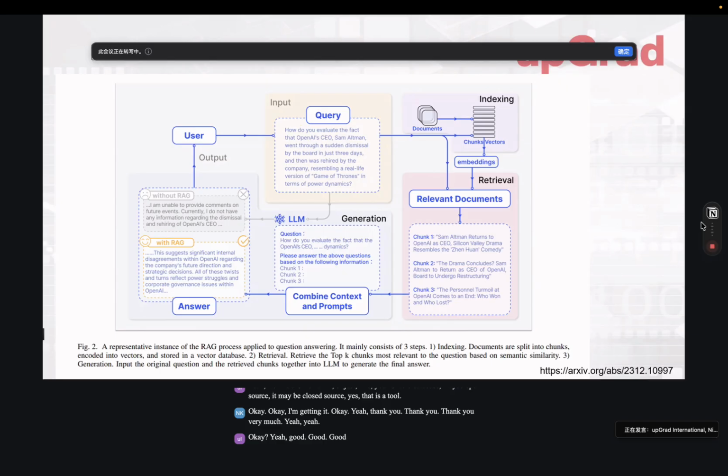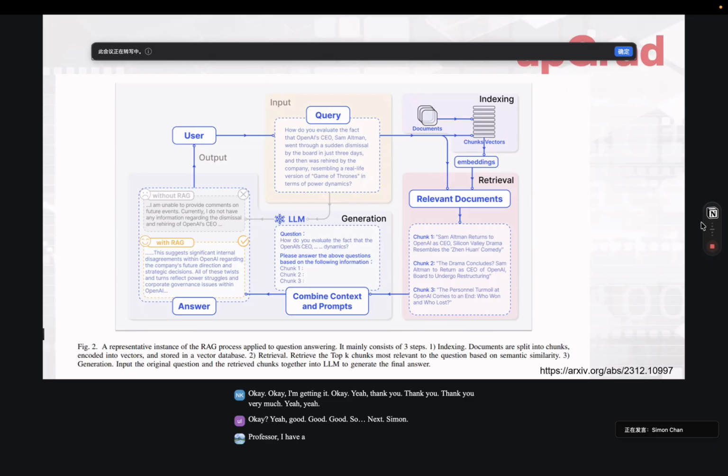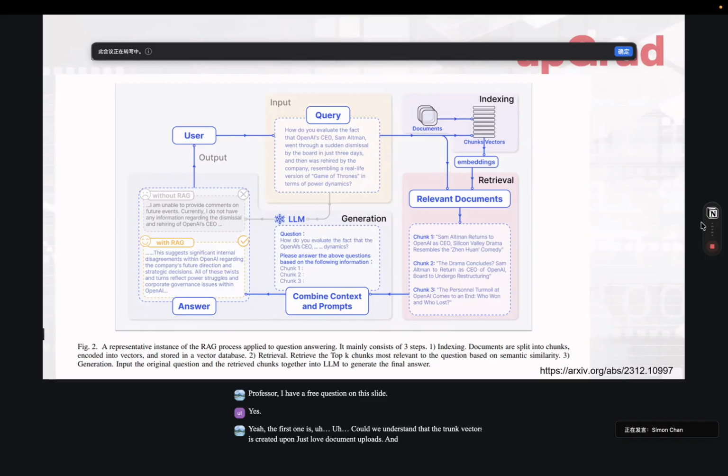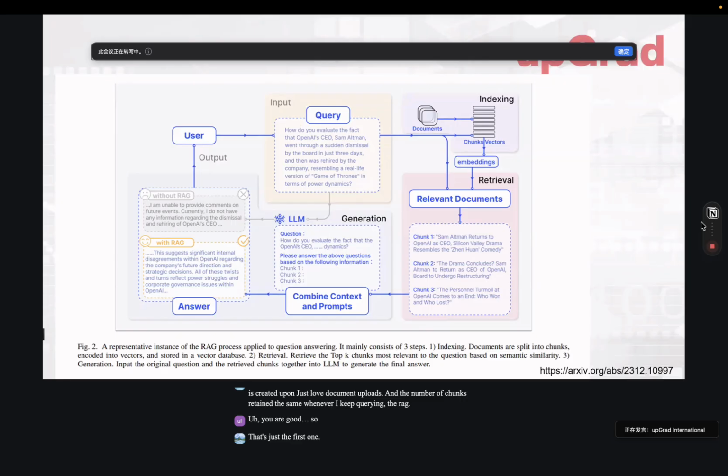Yeah. Good. So next. Professor, I have 3 questions on this slide. Yes. Yeah, the first one is could we understand that the chunk vectors is created upon just the log document uploads, and the number of chunks retain the same whenever I keep querying the RAG? That's the first one. So can you please repeat that? I understand the chunks vectors. Yeah, chunk vectors. The bottom. No, the top right corner. Yeah, this one. Yeah. While indexing, yes.